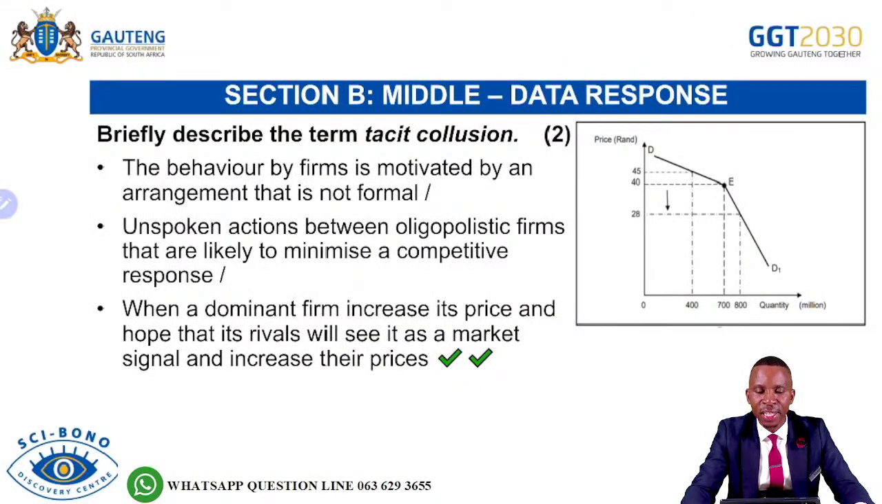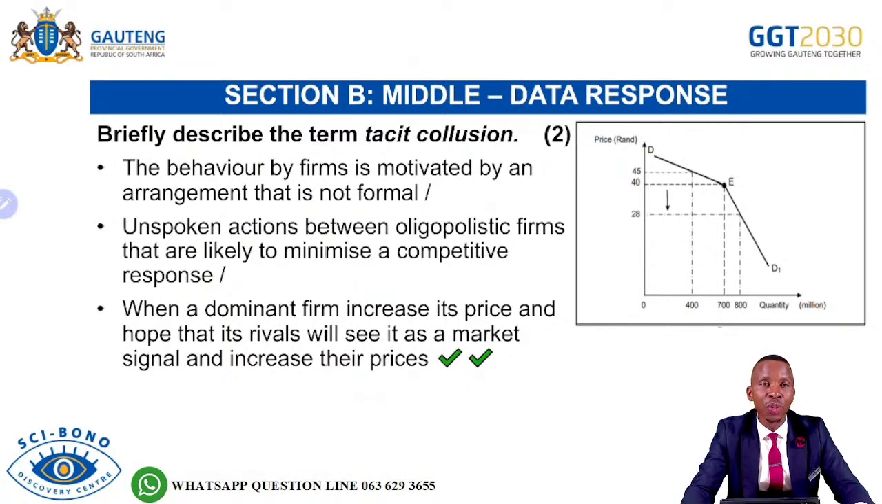Briefly describe the term tacit collusion. So the behavior by firms is motivated by an arrangement that is not formal. Unspoken actions between oligopoly firms that are likely to minimize competition. And then when the dominant firm increases its price and hopes that its rivals will see it as a market signal and increase their prices.